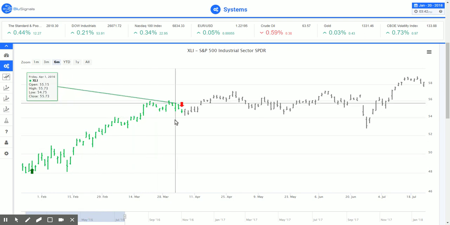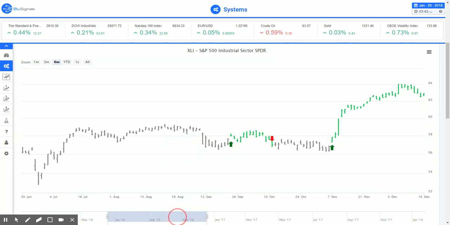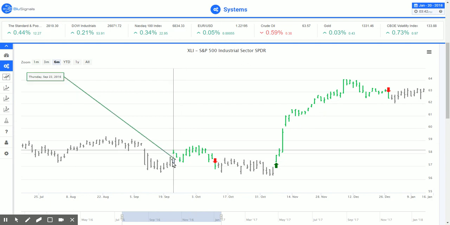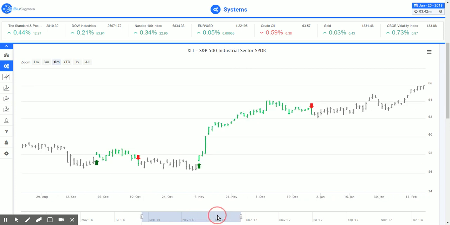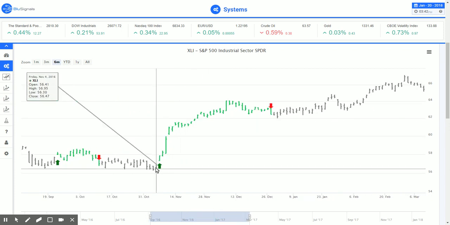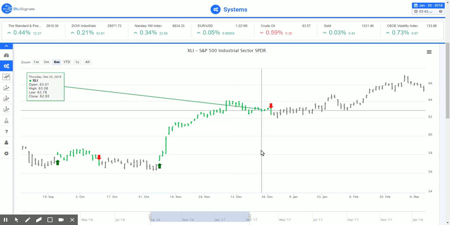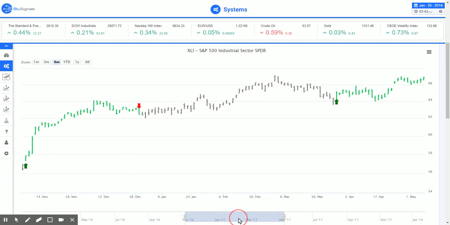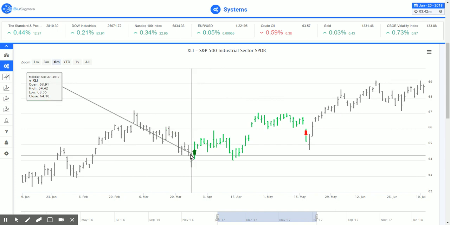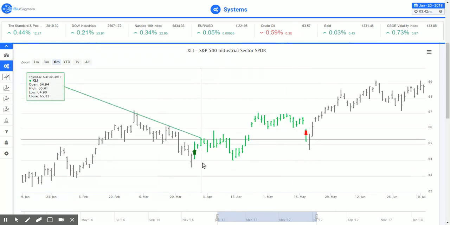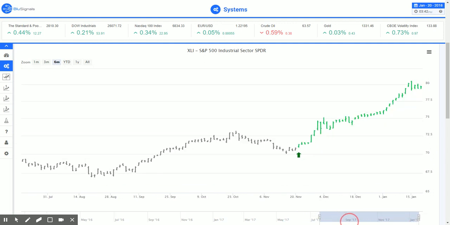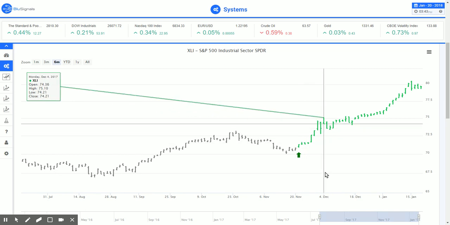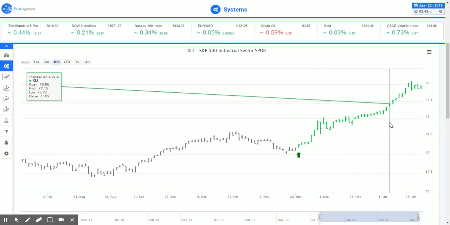Now, obviously, this signal had great success. And we can look at the other signals from this system. Here was a flat result. Here was another very significant positive result. And here was another successful trade. And I believe that takes us to the current position, which appears to be a very successful move again.